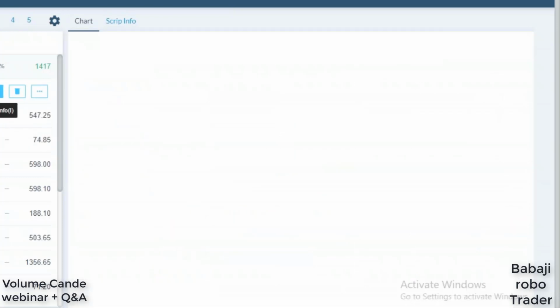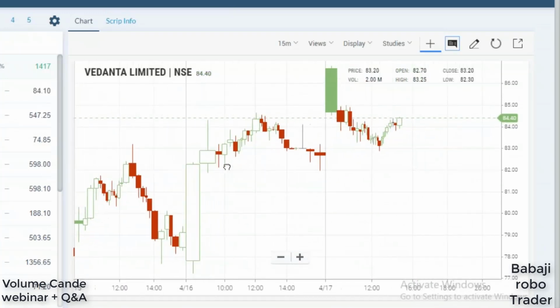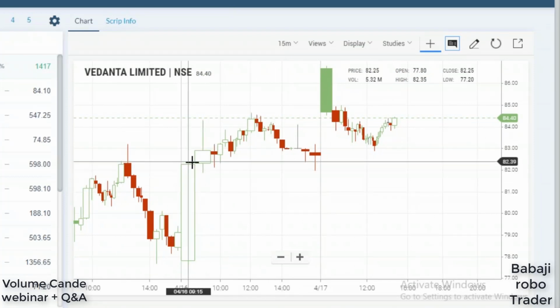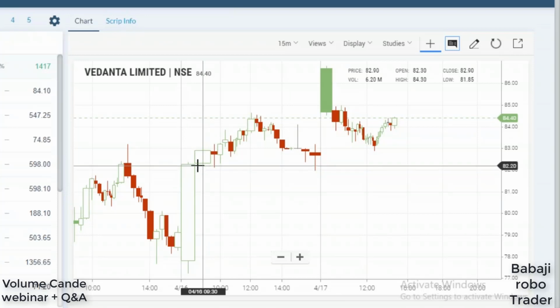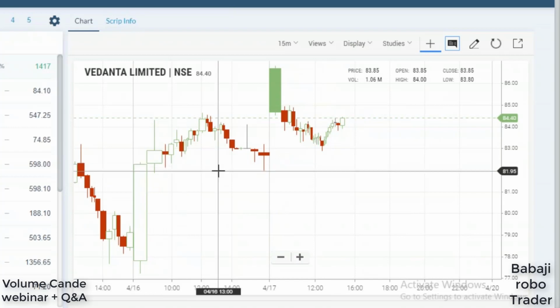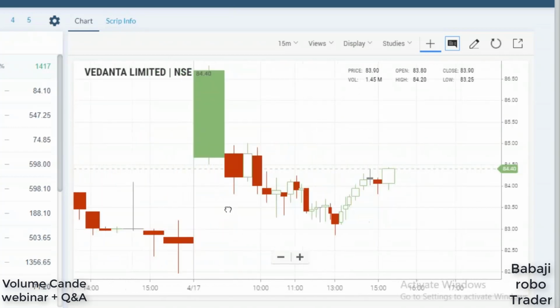My favorite is VDL. So on VDL we can see, on the 16th we got a huge volume candle. This is the huge volume with the high. So we can take a long here. This is yesterday's candle.